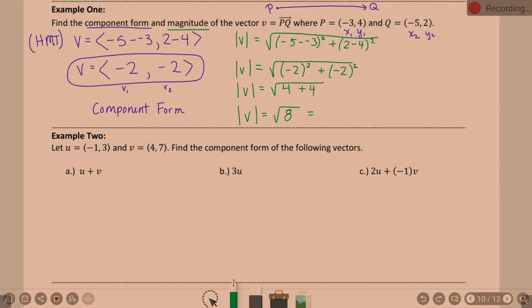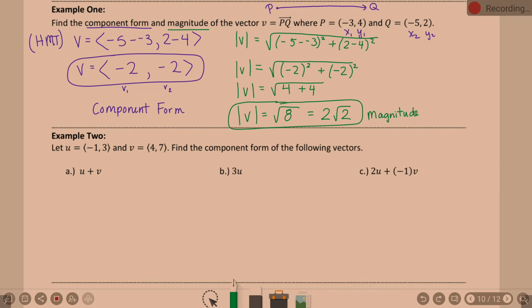2 square root 2. So we know 8 is 4 times 2. 4 is a perfect square. The square root of 4 goes out front as 2, and that leaves a 2 underneath. So the magnitude of the vector is 2 square root of 2. Or in other words, the length of the vector is 2 square root of 2 units.